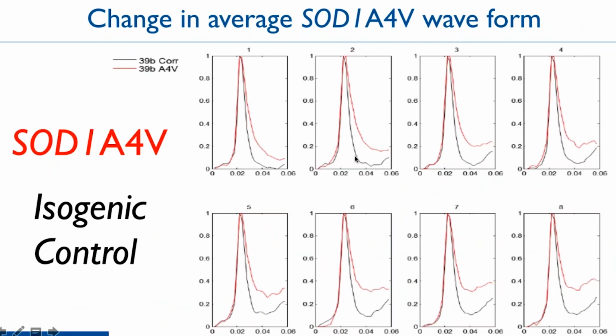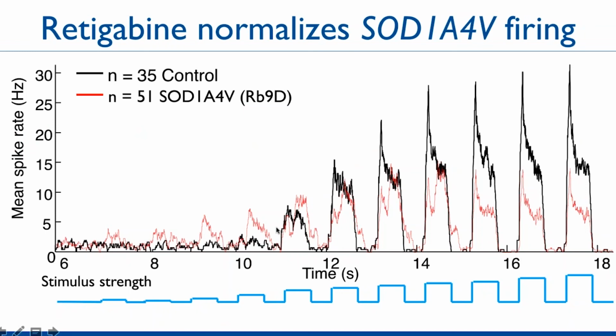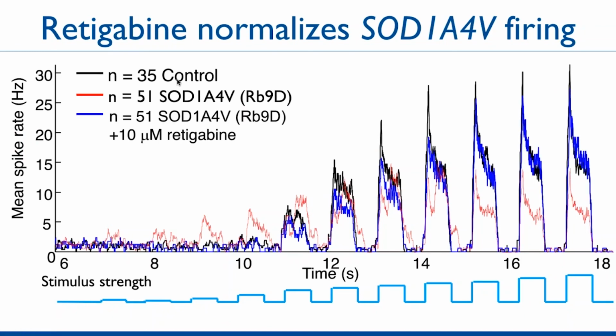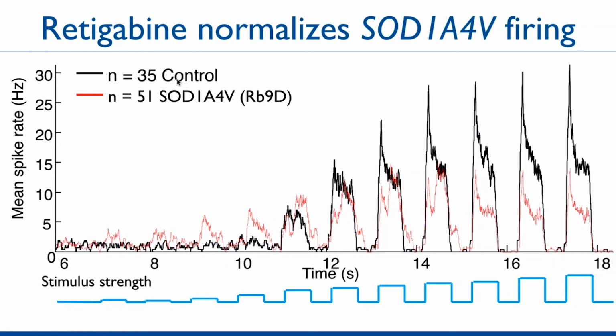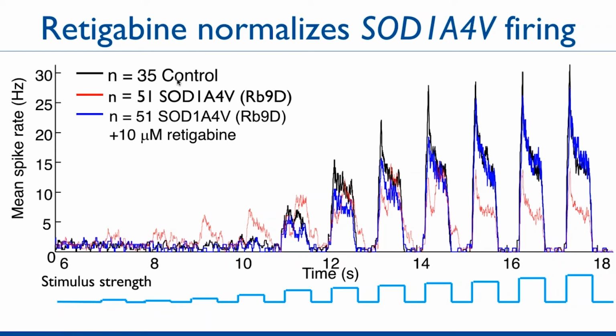So what we did was to add retigabine to these mutant cells and to then compare them on the same day with the mutant and the controls. Here, you can see the overlay that occurs when you add retigabine to those same cells. Again, it's the same 51 cells with and without drug. You can see that not only does retigabine correct this early precocious firing, but it restores the ability of motor neurons to fire normally during these deeply depolarizing epochs. So we think for this reason, retigabine was a really promising potential therapeutic.